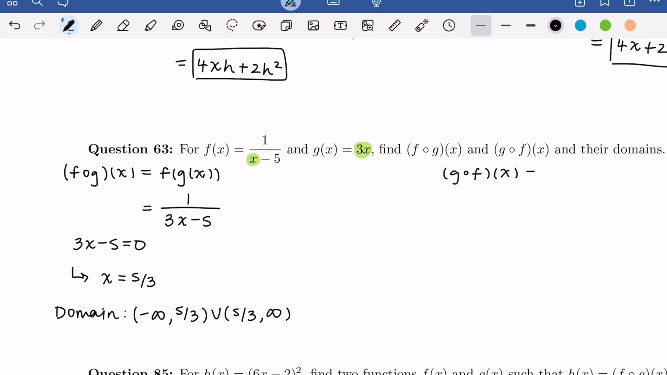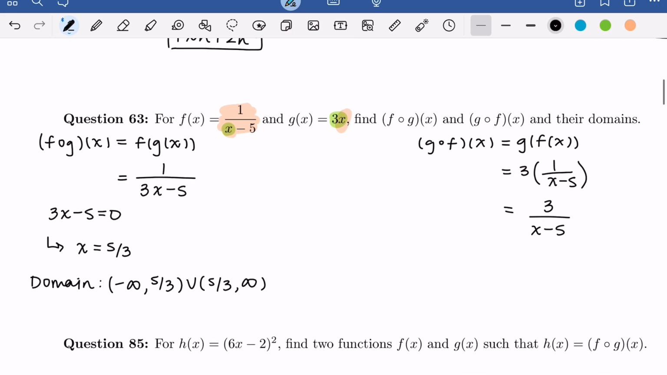We're still doing a composition of functions, but now we're looking at g of f of x. So this means we're going to plug in our function for f of x into this function g of x wherever we see an x. So this whole thing here is going to be plugged into that x there. All right, so doing this, we're going to have 3 times f of x, which is 1 over x minus 5. And simplifying this a little bit, this is just going to be 3 over x minus 5.